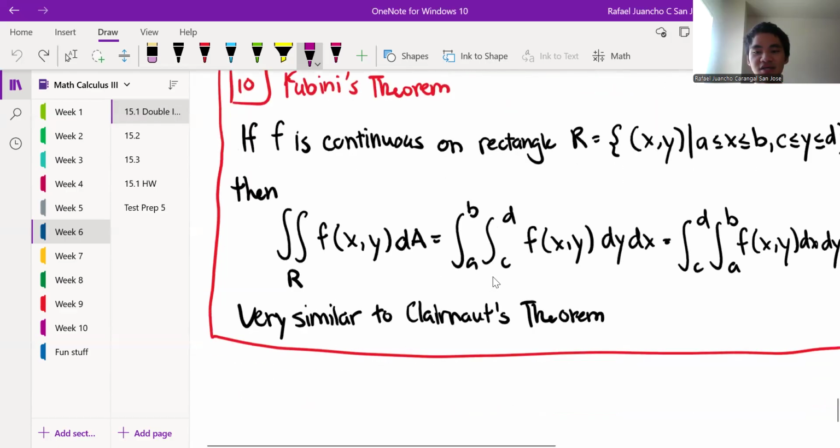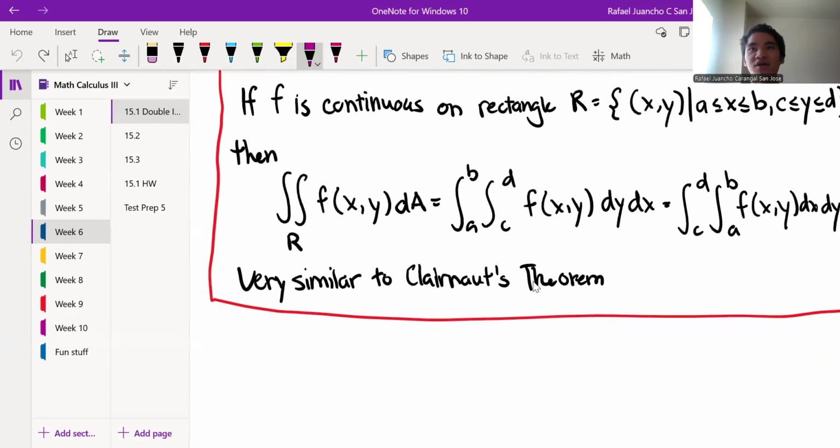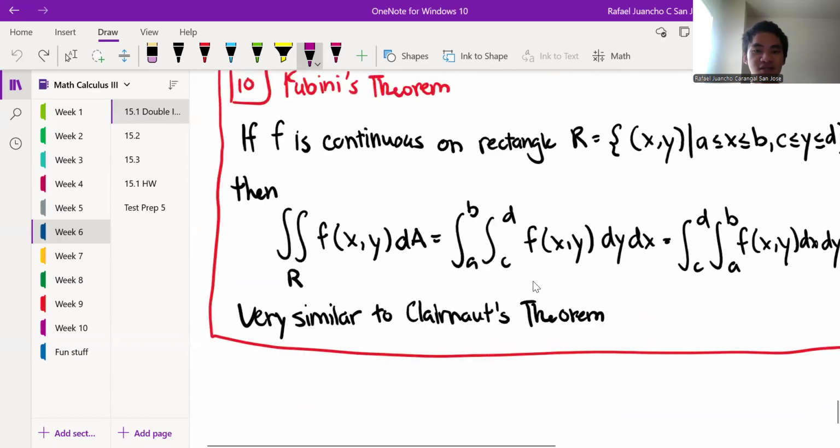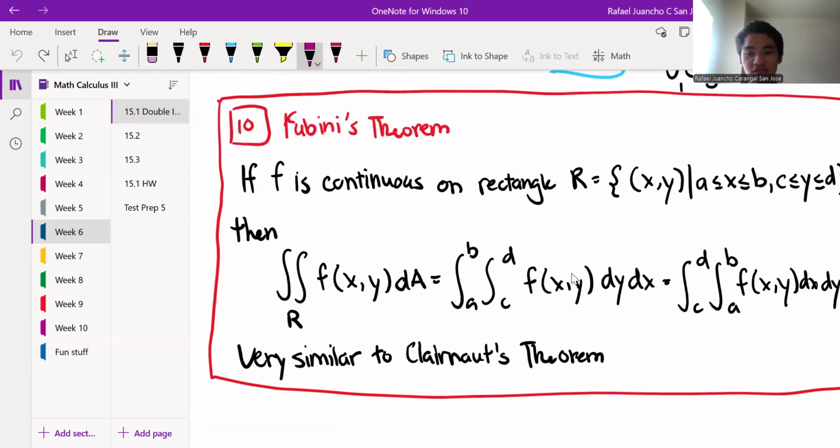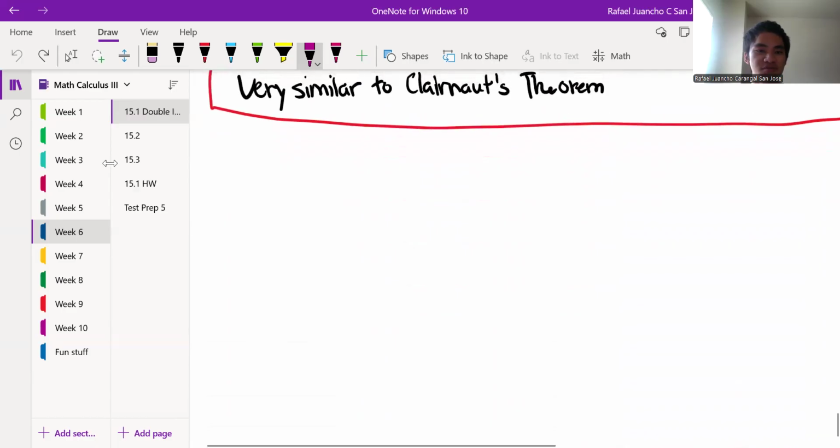So Clairaut's theorem was stating that if we differentiate with respect to y, then x, it's actually equal to when we do it vice versa. And this is similar to integrating. We can also do it the same way. And this is Fubini's theorem, which is very similar, right?